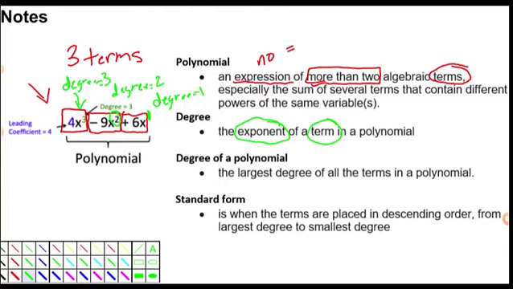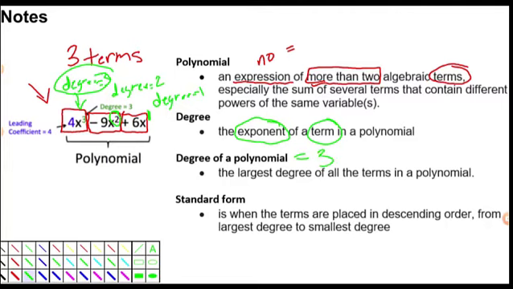Now, the degree of a polynomial is a little bit different. The degree of a polynomial is the largest degree of all your terms. So for this problem, my largest degree would be degree 3. So this problem would be a degree 3 polynomial.